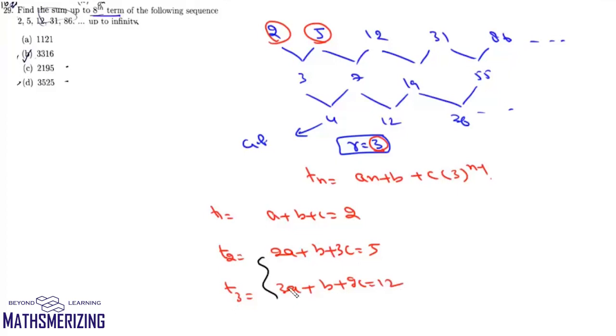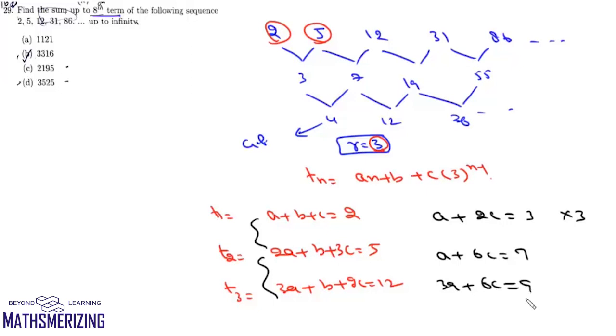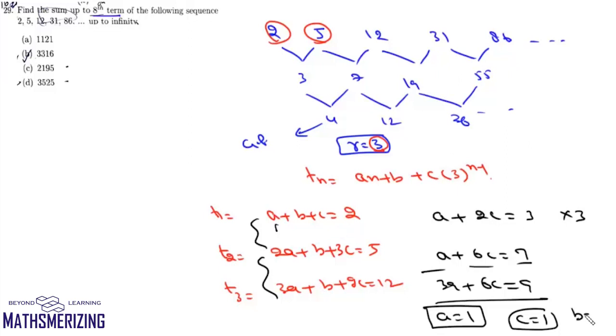Now if we subtract second from third, we'll get a plus 6c, it is 7, and if we subtract first from second, we'll get a plus 2c, and it is equal to 3. Now we'll multiply this with 3. We'll get 3a plus 6c equals 9. Now we'll subtract it. We'll get value of a as 1. So value of a will be 1. Now we'll put a as 1. We'll get c as 1. And if we put a as 1 and c as 1, we'll get b as 0.